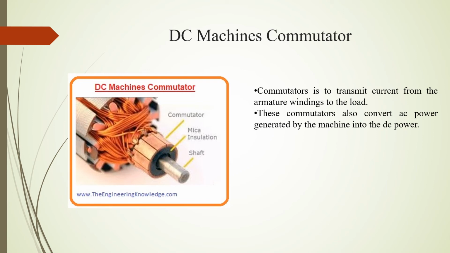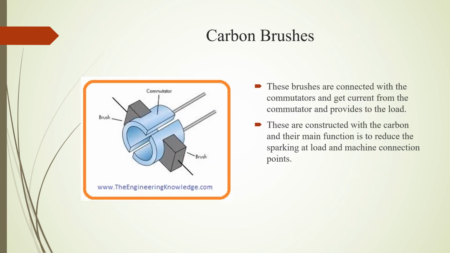The next is the commutator. It is a very important part. The commutator transmits the current from the armature winding to the load. This commutator acts as a mechanical rectifier. So it converts the AC to DC power.